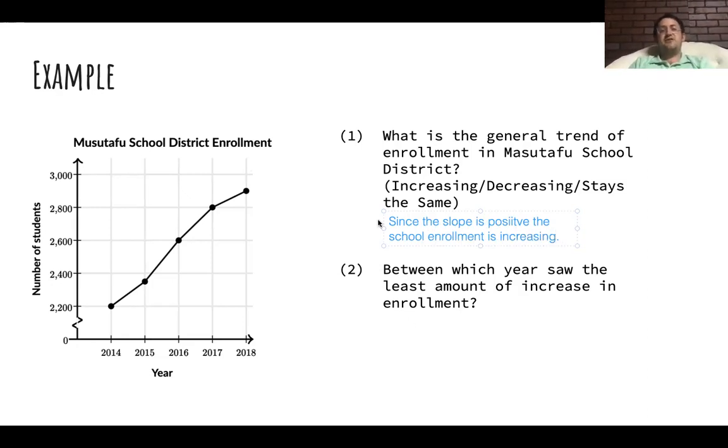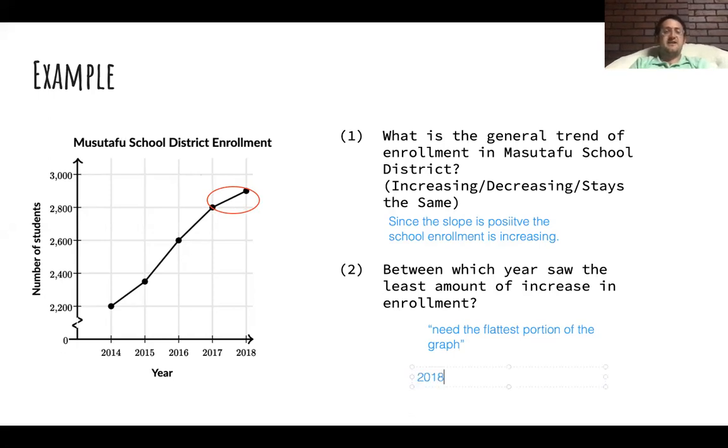And then it says between which years saw the least amount of increase. So we are looking for the flattest portion of the graph. And I'm just going to circle where that is. So it is right about there. So we would say that it's between 2017 and 2018.